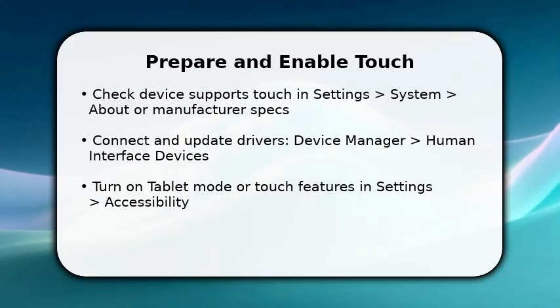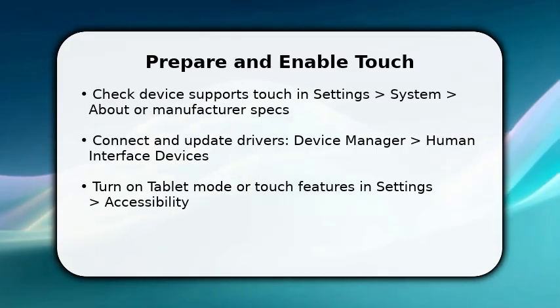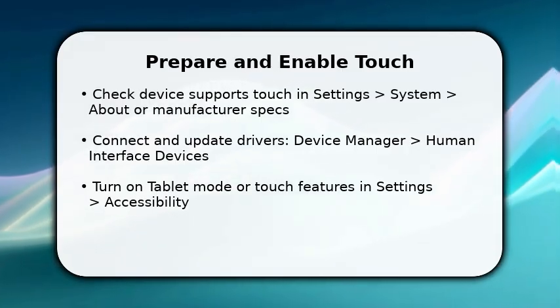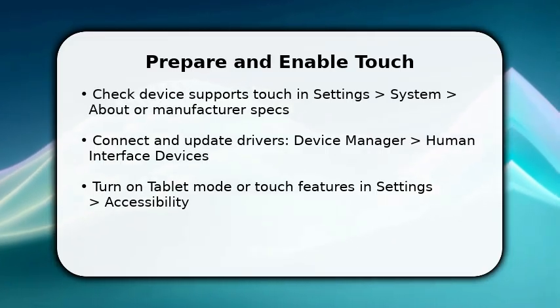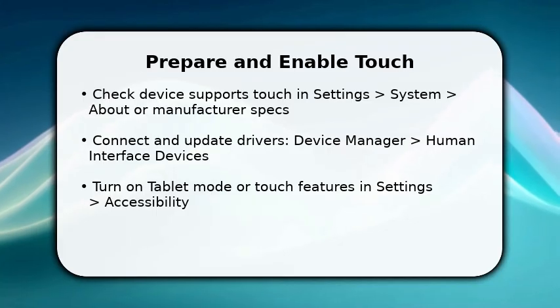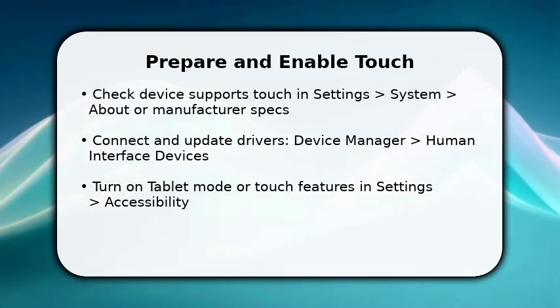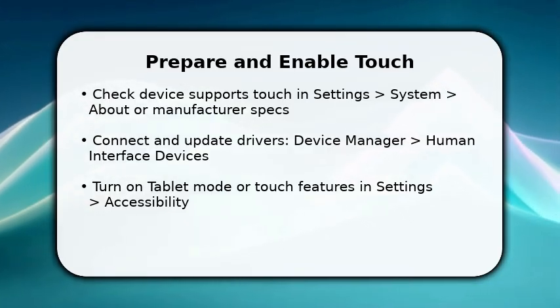You're starting with essentials. Confirm your device actually has a touch digitizer because software won't create hardware. Once confirmed, open Settings and go to System About to verify. Next, launch Device Manager and expand Human Interface Devices to see HID-compliant touchscreen.